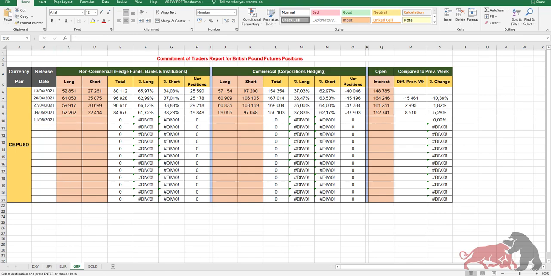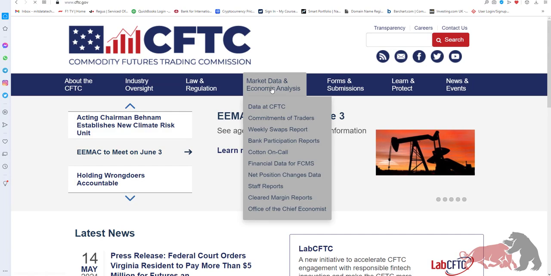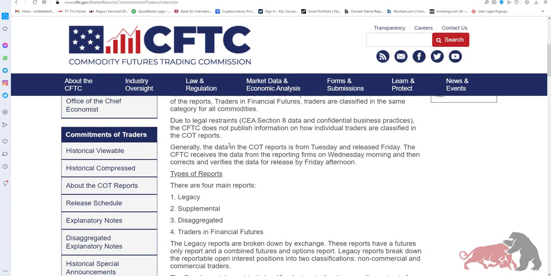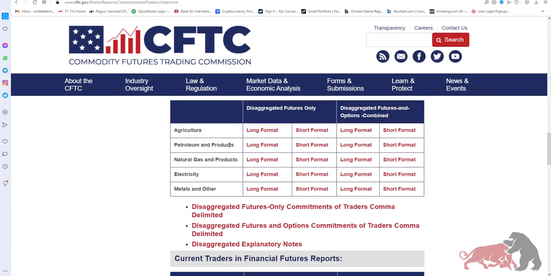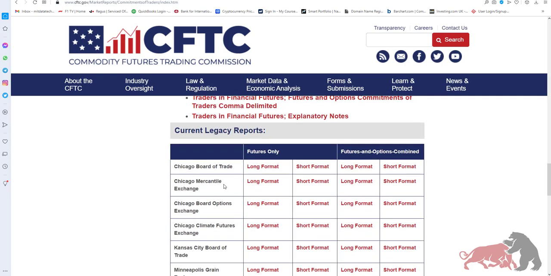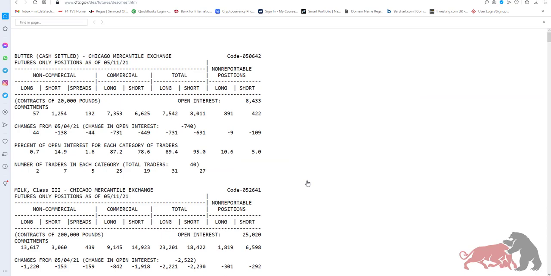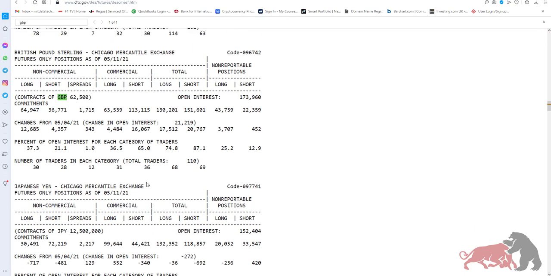So now we need to go to our CFTC website, then we go to the commitment of traders, right? Then we need to go to legacy report, Chicago Mercantile for our pound. As usual, Control F, we look for the British pound.